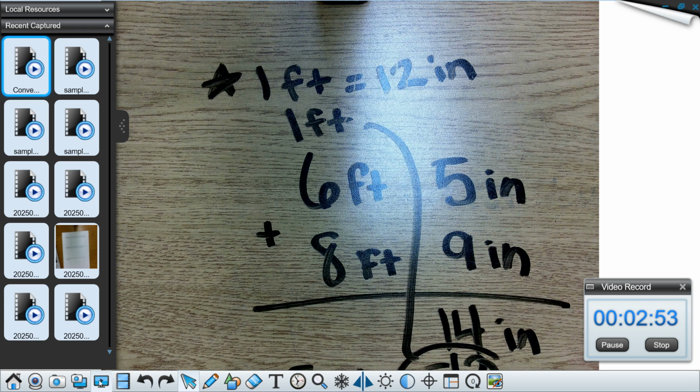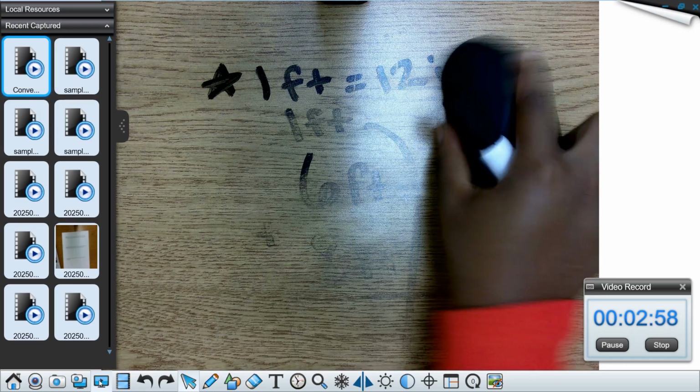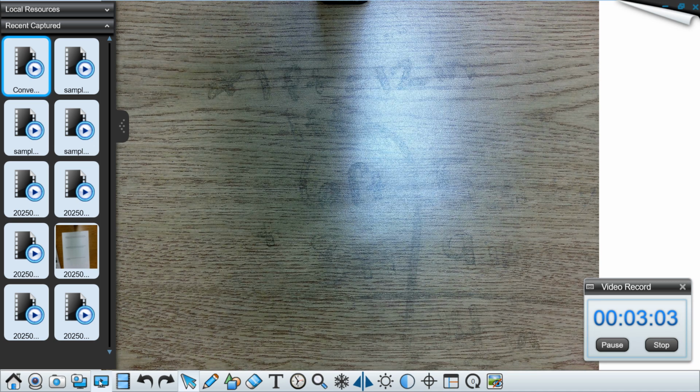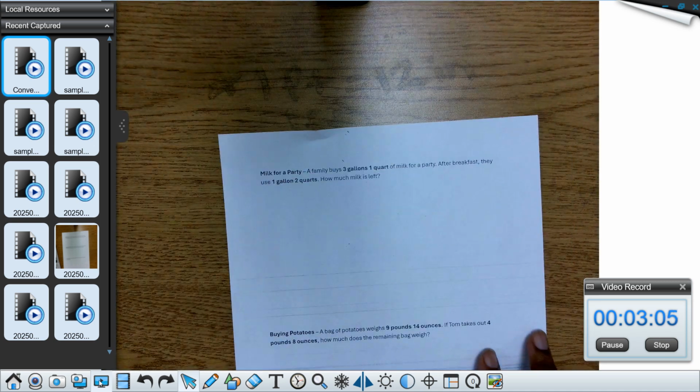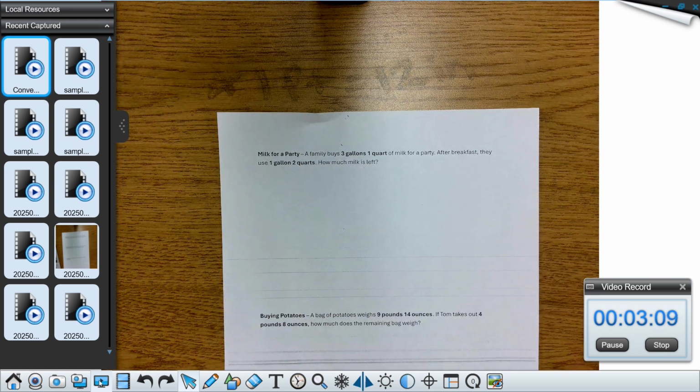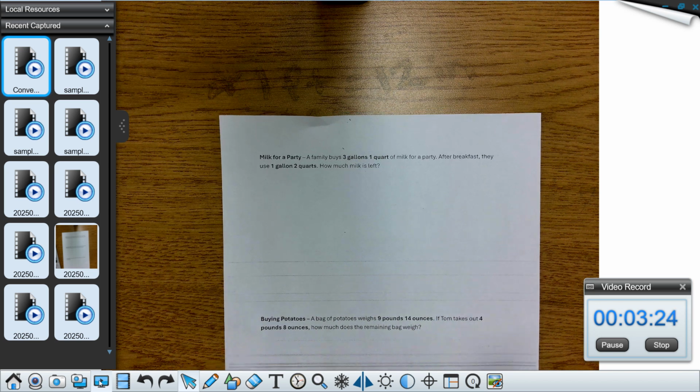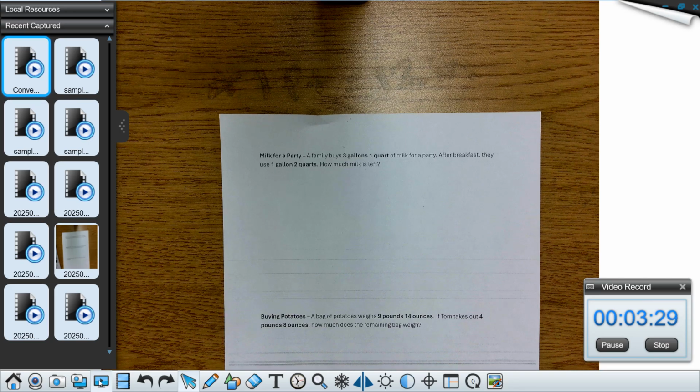I'll do another example, and I'll look at the one at the back. So this one is gallons and quarts. So it says a family buys 3 gallons, 1 quart of milk for a party. After breakfast, they use 1 gallon, 2 quarts. How much milk is left? Oh, this is the subtraction one. Sorry, I only want us to deal with addition today, actually. So I'm going to just change it and make it into an addition problem.